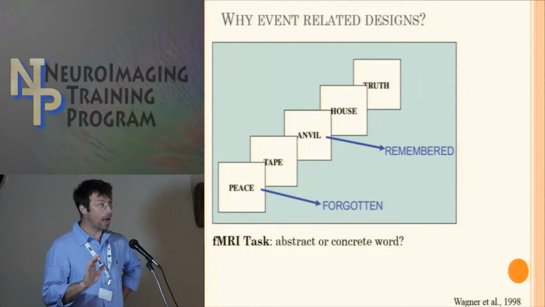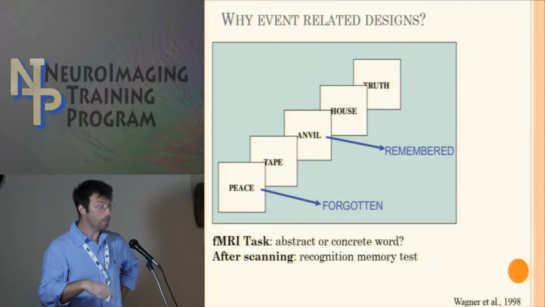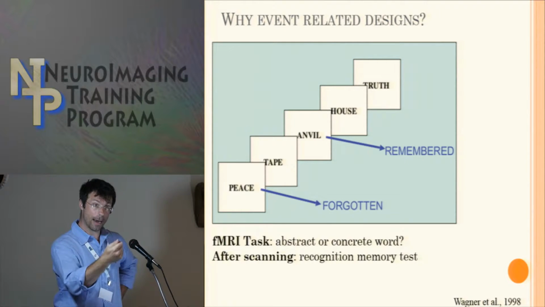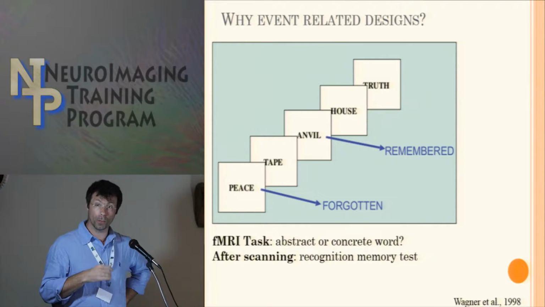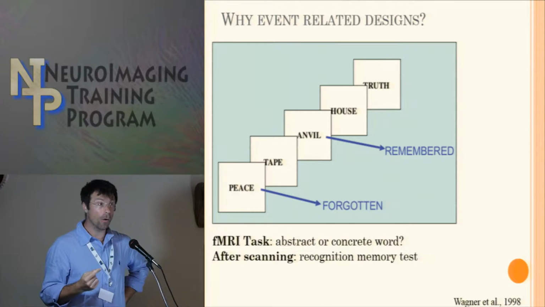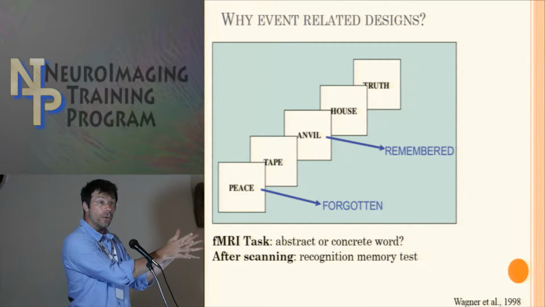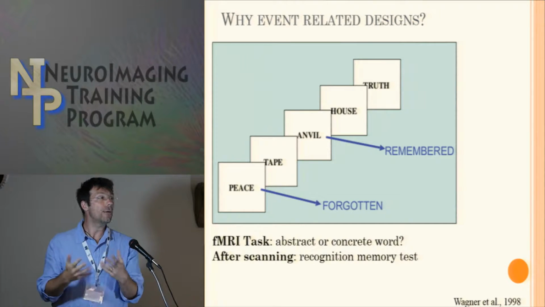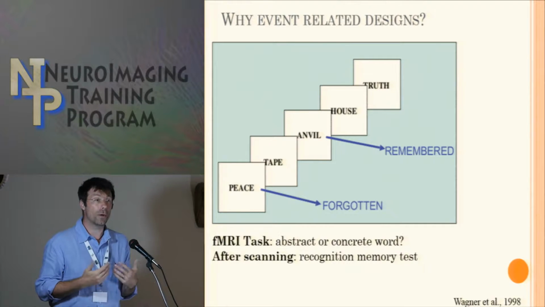But what they were interested in was not whether something is an abstract or concrete word, but what is different about things that you recall later on versus things that you don't recall later on. So what happened after the scanning is they would surprise the participant by saying, oh, I forgot. Could you just fill out this little questionnaire for me? And they had a recognition memory test, right? They'd show words and say, was this there? And they'd see which words the participants would remember and which not.